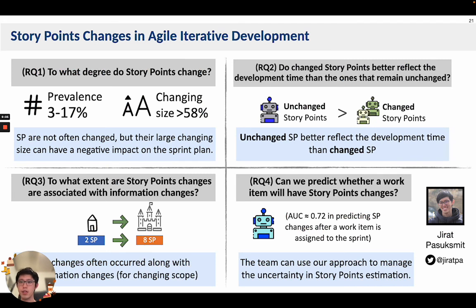In this paper, we found that story points are not often changed, but their large changing size can impact the sprint plan. The unchanged story points can better reflect the development time than the changed story points. Story point changes are often found along with information changes for scope modification. And lastly, our approach can predict the story point change that occurs after sprint planning. Agile teams can use our approach to manage the uncertainty while saving effort.